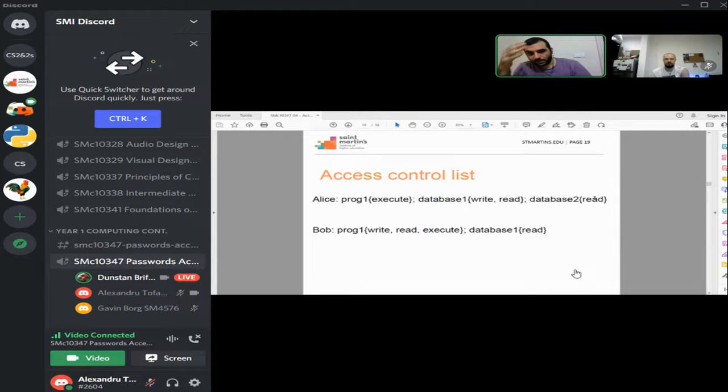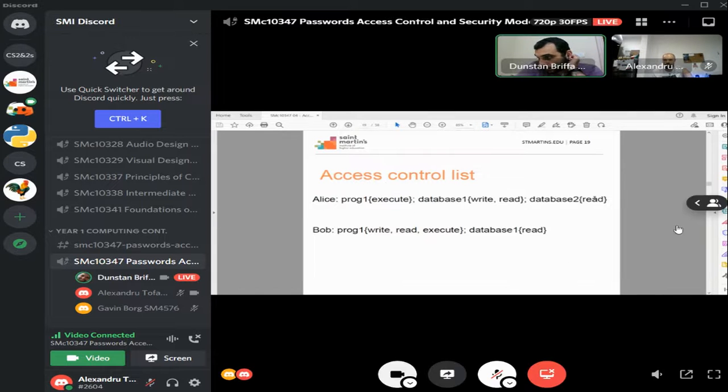And likewise, if we look at Bob, Bob has write, read, and execute permission for program 1. Bob has read-only permission for database 1. Now, since database 2 is not included, it's not written, that means that Bob does not have any access to database 2. So Bob has no rights whatsoever on that particular object. So this is the access control list.